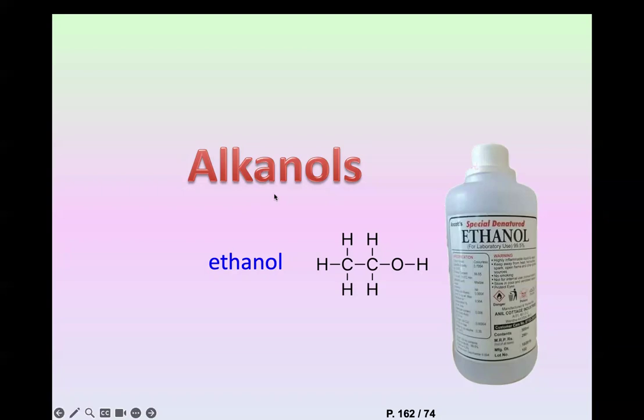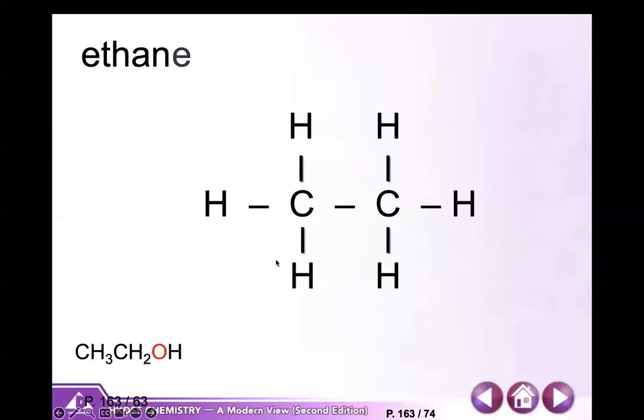So for the naming of the alcohols or alkanols, the one that we use quite a lot in daily life is ethanol, which is C2H5OH. So in fact, it is very similar to the name of ethane. So let's see what happens for the systematic name, the IUPAC name.